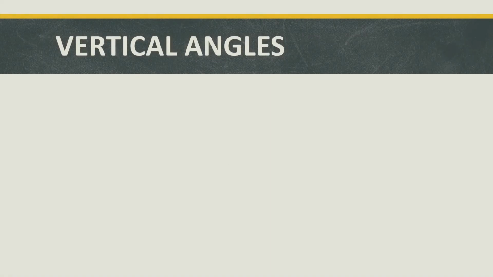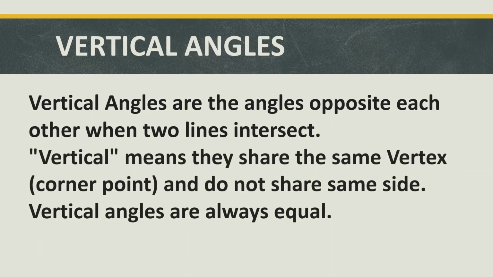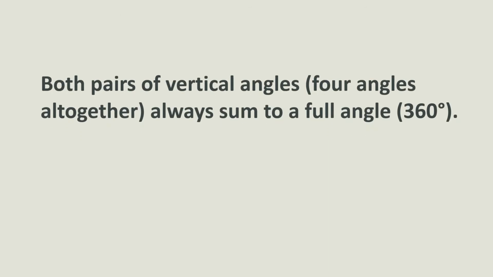Now let's head on to vertical angles. Vertical angles are the angles opposite each other when two lines intersect. Vertical means they share the same vertex corner point, but they do not share the same side, and vertical angles will always be equal. Both pairs of vertical angles, 4 angles altogether, will always add up to 360 degrees.